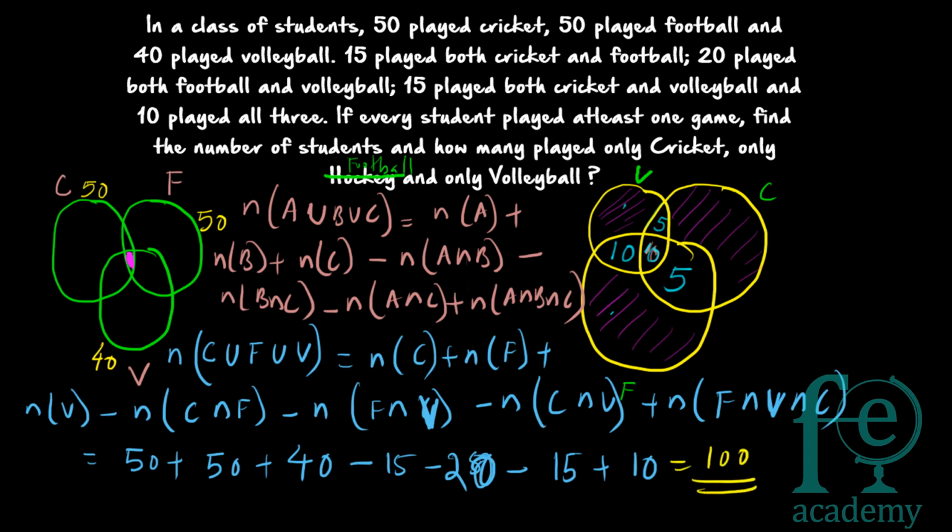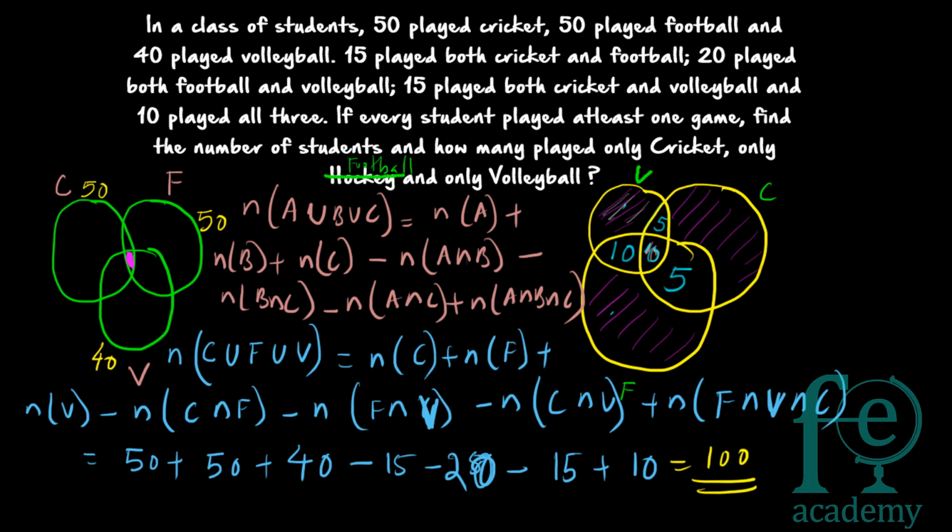So the first part of the question you found out. Now we are going to find the second part of the question: how many students are playing only football, only cricket, and only volleyball. These pink portions are what we have to find out. The total volleyball circle is 40, so 40 students are playing volleyball. Out of this, three portions are already filled, so only this portion you have to fill. What will this portion be?